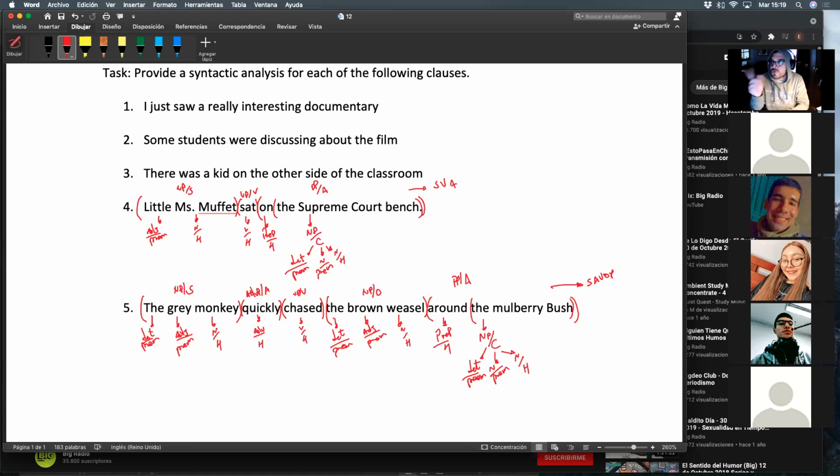Ojo, las que muevo son solo los adverbials. Los adverbials que son usualmente prepositional phrases y adverbial phrases. Esas son las que yo puedo mover rápidamente y no me cambian en nada el sentido. Y estamos. ¿Dudas? ¿Más dudas?